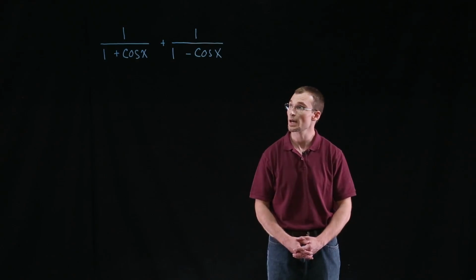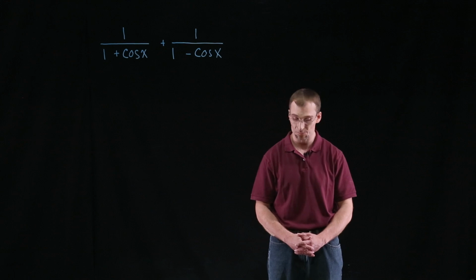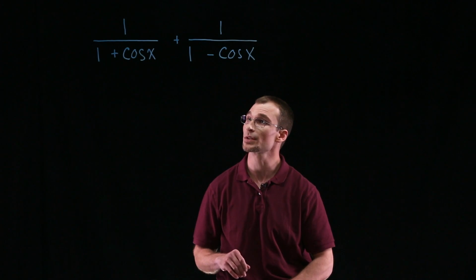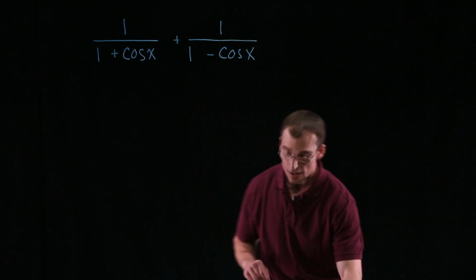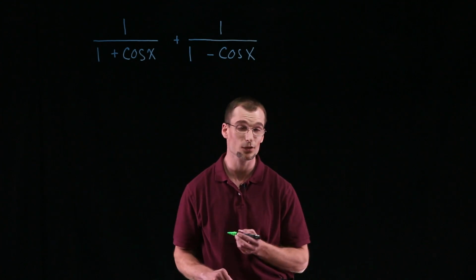And in this problem, we're going to practice adding trigonometric expressions and then simplifying using our fundamental trig identities. So what we're going to start with is the expression 1 divided by 1 plus cosine x added with 1 divided by 1 minus cosine x.